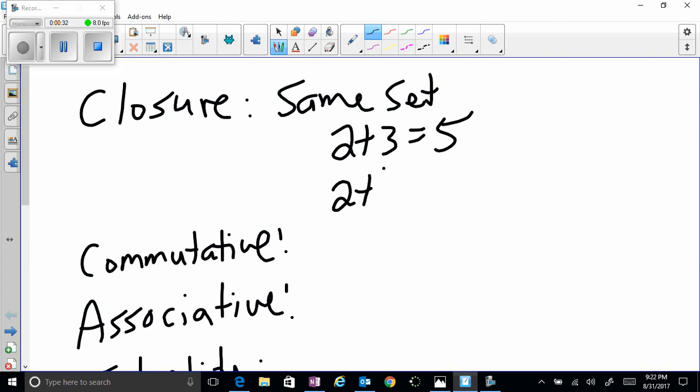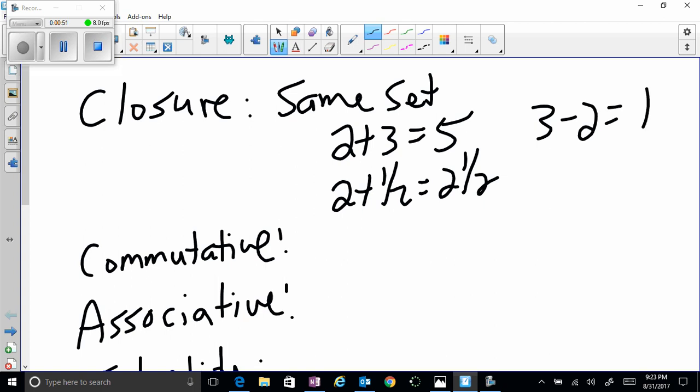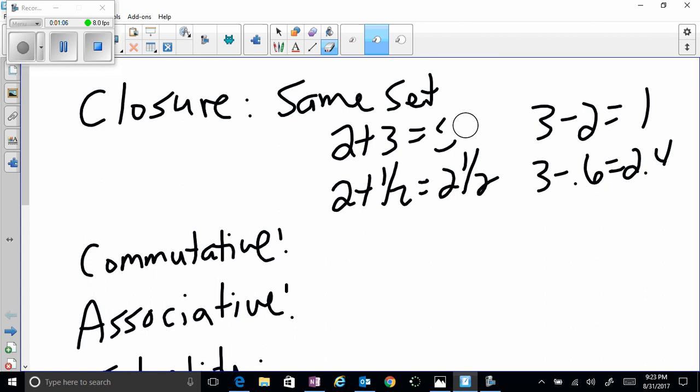a rational. And if I throw a fraction in there, right, 2 1/2 is still rational. So therefore rationals are closed underneath addition because they stay in the same set regardless. Rationals are closed underneath subtraction for the same reason. If I do two rational numbers and I subtract them, I still get rational. Even if I throw in like decimals, 3 minus 0.6, okay, 2.4, but 2.4 is still rational.